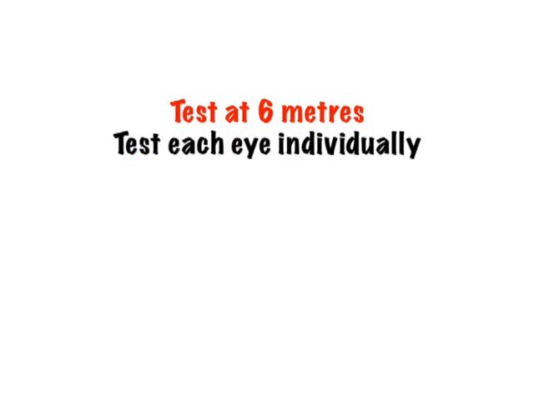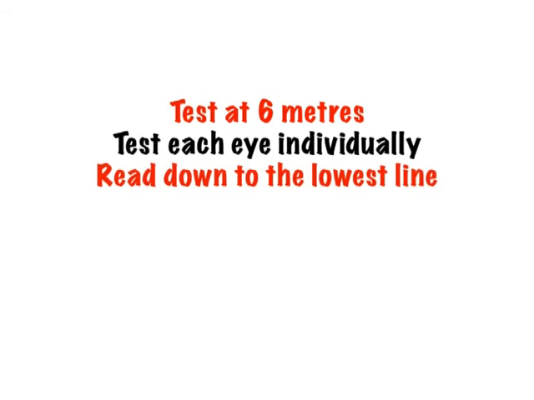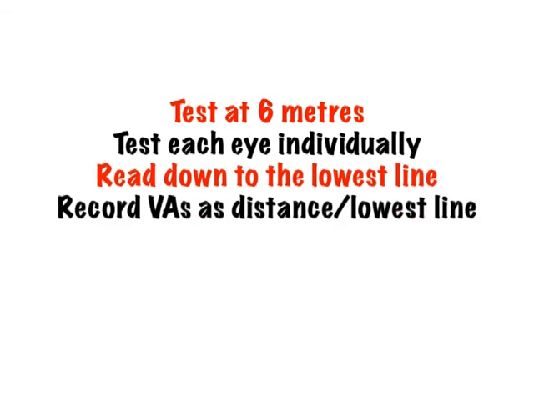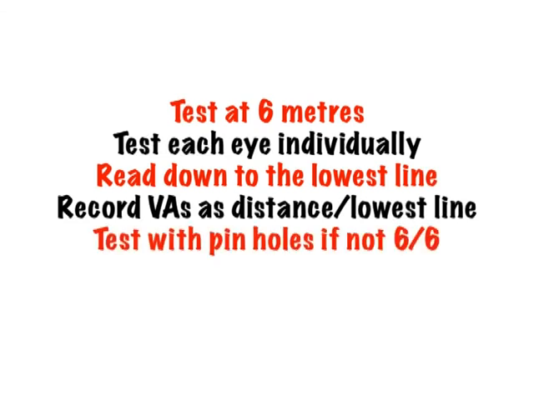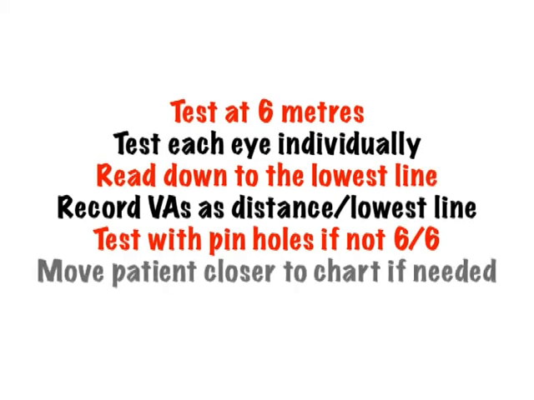So now to summarize: test at 6 meter distance, test each eye separately, read the lowest line possible, record vision as distance by lowest line read, test vision with pinhole if not 6/6, and move the patient close to the chart if needed.